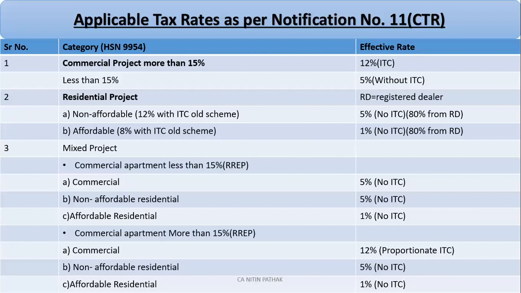A mixed project, as I said earlier, is one with less than 50% commercial; this is called mixed. On RRD they call it commercial. Non-affordable is 5% without ITC. Affordable residential is 1%, commercial 12% if it is more than 15%, non-affordable residential 5%. This is the rate on which the whole gamut is to be played.